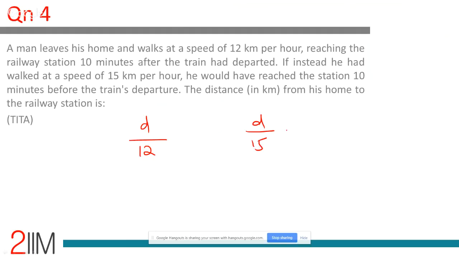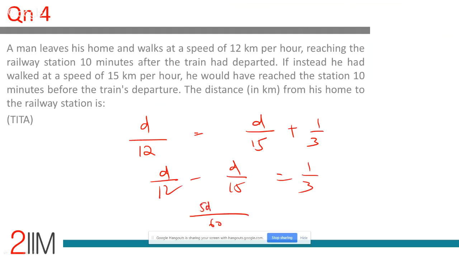The difference between these two times is 20 minutes. You're doing it in kilometers per hour, so it is one third of an hour. D by 12 equals D by 15 plus 1 by 3. D by 12 minus D by 15 is 1 by 3. LCM is 60. (5D minus 4D) by 60 is 1 by 3. Or D by 60 is one third. D is 20 kilometers. The distance from his home to the railway station is 20 kilometers.